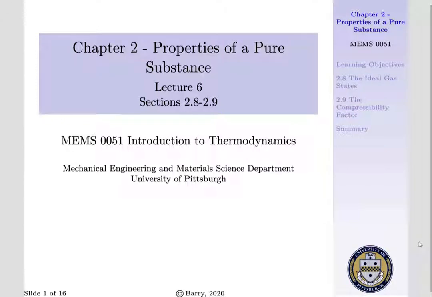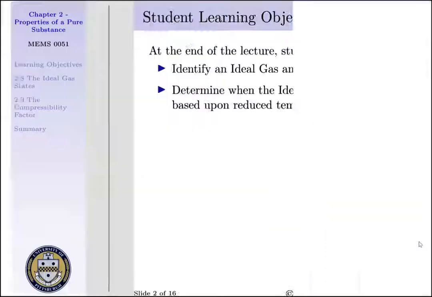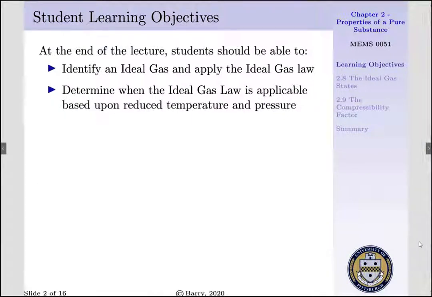Lecture 6 covers sections 2.8 and 2.9. At the end of today's lecture, you should be able to identify an ideal gas and apply the ideal gas law. You should also be able to determine when the ideal gas law is applicable based upon reduced temperature and reduced pressure.